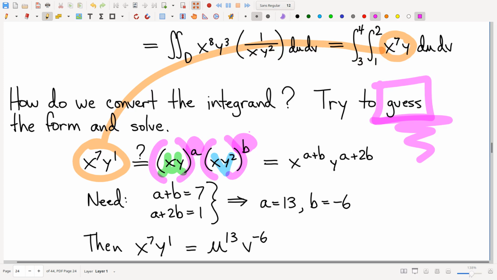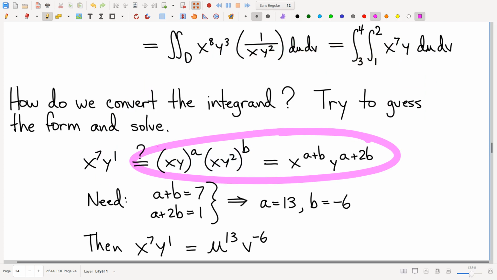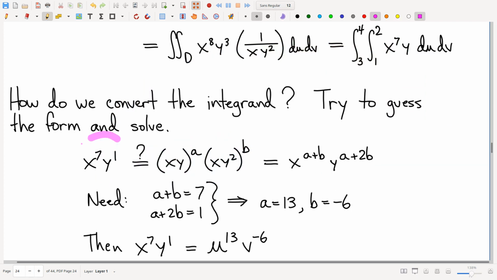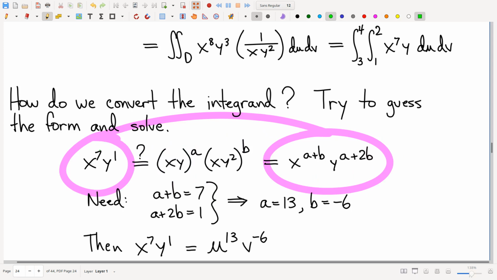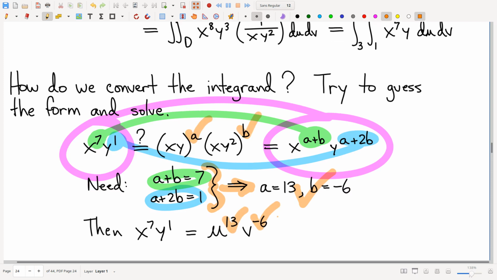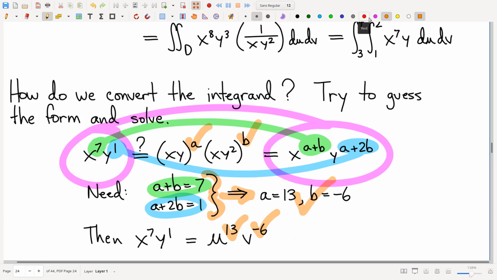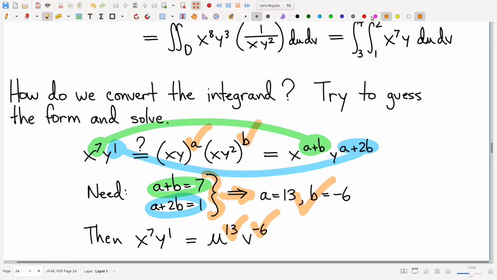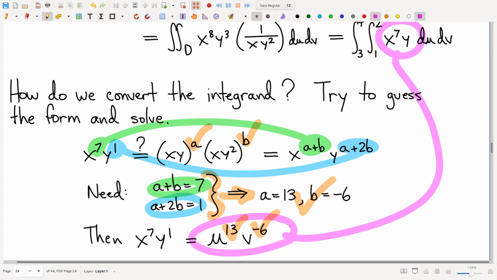And having made that guess, the algebra actually works out really nicely in this case. You can just kind of multiply that out. Notice that now I have two expressions that are equal, and therefore the x exponents have to be equal, and the y exponents have to be equal. And then I can just solve for a and b, and therefore I get what I need. And that is what allows me to rewrite that in terms of u and v.